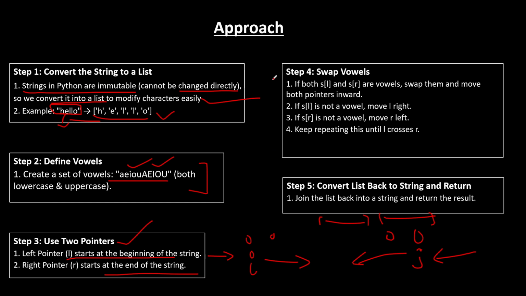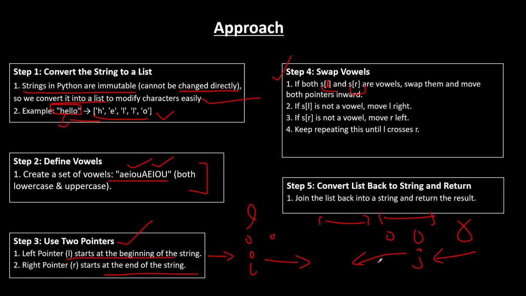Now there comes the fourth part, the most critical and most important one, swapping of the vowels. If both S of L and S of R are vowels, here this is not an I, it's an L, and R. L represents the left side, R represents the right side. Swap them and move both pointers inward.